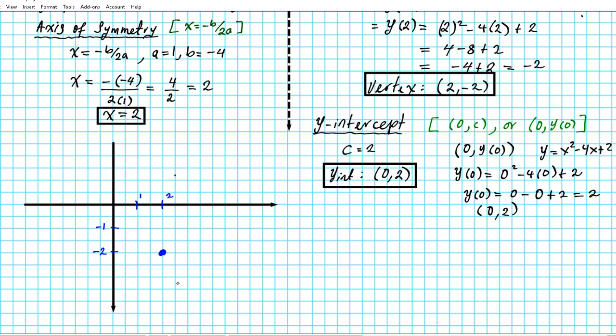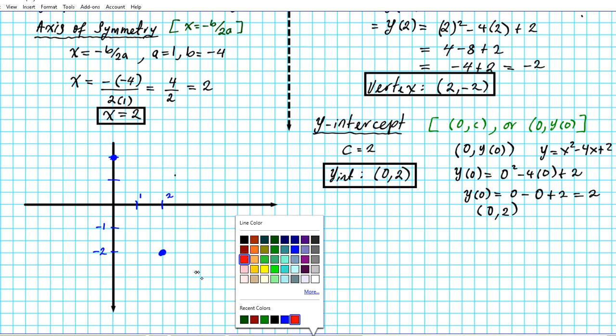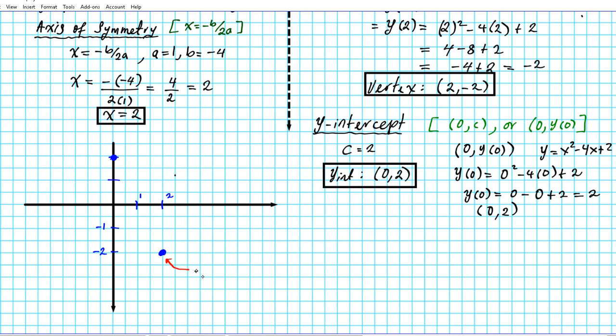All right, the next thing we are going to graph is the y-intercept. The y-intercept is 0, 2, so 0, 2 is going to be right here. So this is 1 and this is 2. So right here is your y-intercept. Might as well just label it while we're at it. So this point we just found right here is your vertex, and your vertex is 2, -2. And this point right here is your y-intercept, which is 0, 2. Okay?